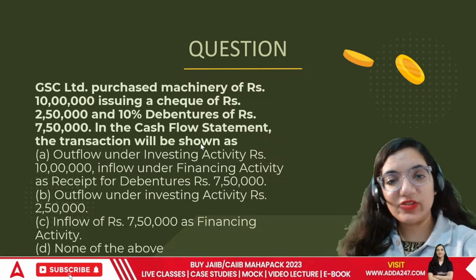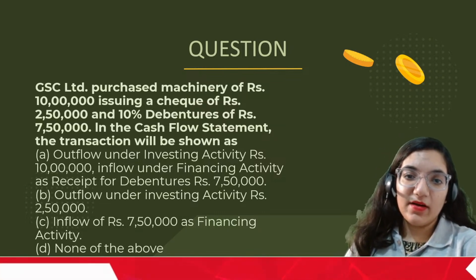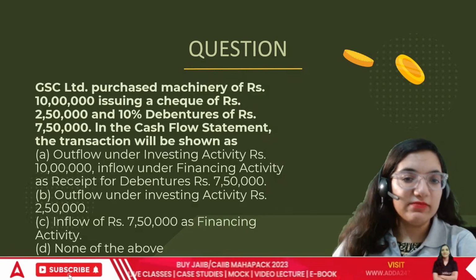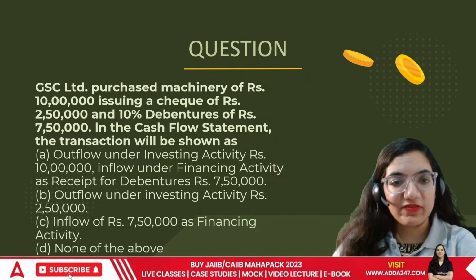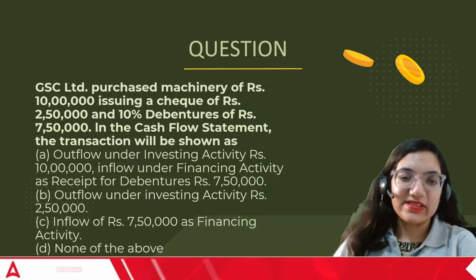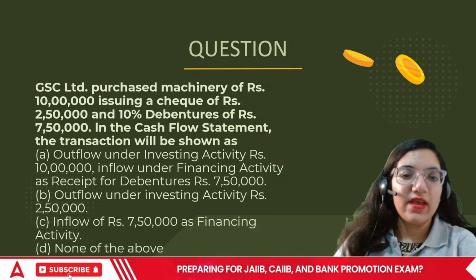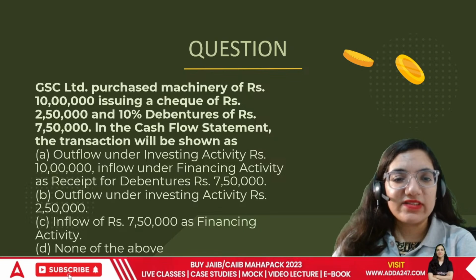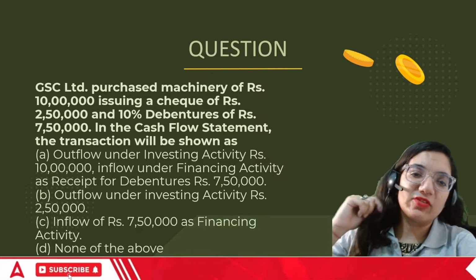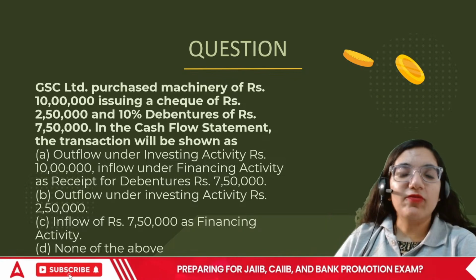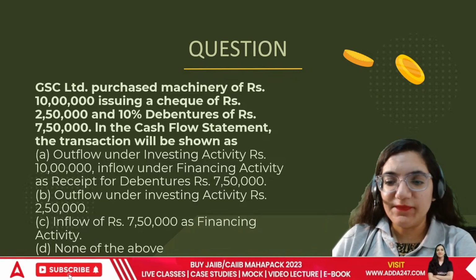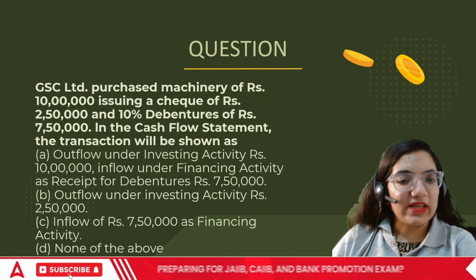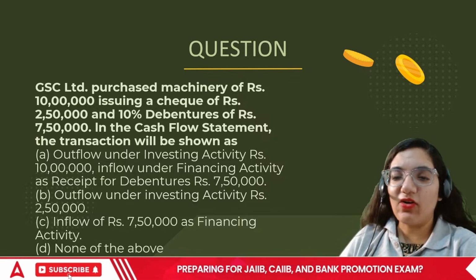GSC Limited has purchased a machinery of rupees 10 lakhs, issuing a check of rupees 2 lakh 50 and 10% debentures of rupees 7 lakh 50. In the cash flow statement, the transaction will be shown as outflow under investing activity rupees 10 lakh, inflow under investing activity, financing activity in terms of receipt of money 7 lakh 50, outflow under investing activity rupees 2 lakh 50, right? And then we have inflow of cash as financing activity 7 lakh 50 or none of the above.